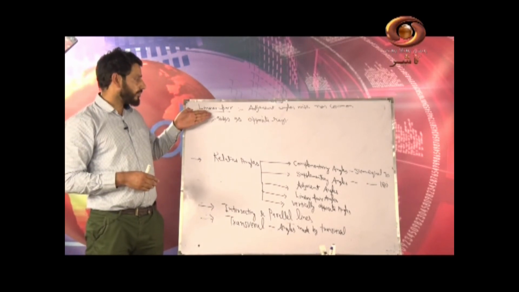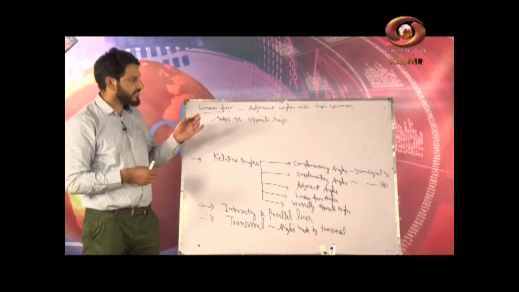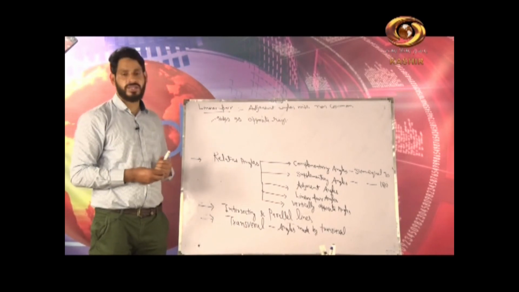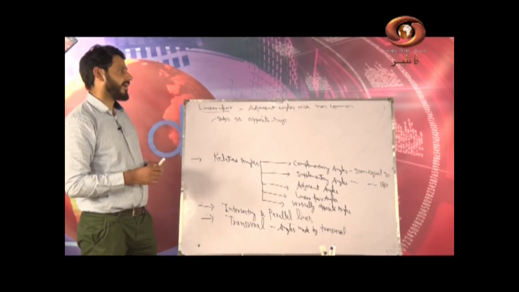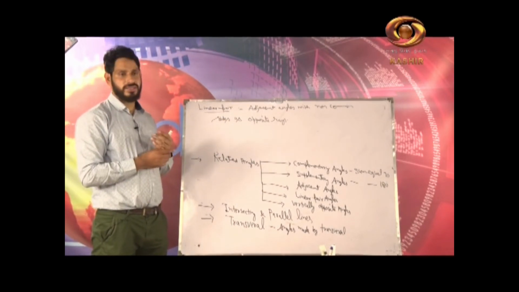So the initial condition for linear pair is that they should be adjacent angles. The next condition is that their non-common sides should be opposite rays. That is, we will understand by example, that their non-common sides should be opposite rays.